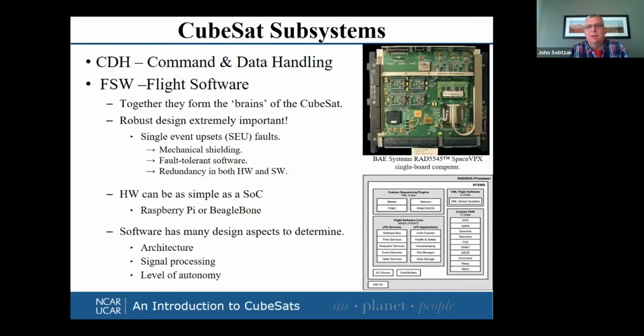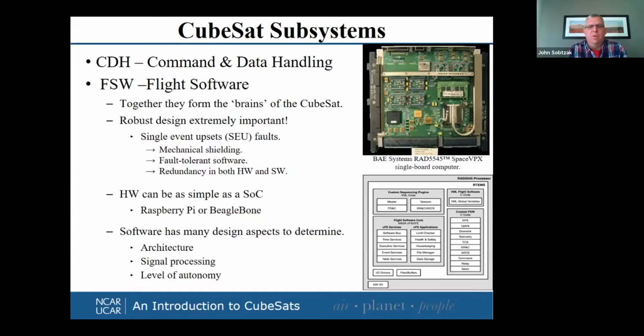When you talk about the software, you have to figure out what architecture you want to use. Do you want to have an operating system on board, or do you just want straight up embedded system coding? If you're collecting data, do you want to do any signal processing on board, like averaging or filtering? If it's not done at the payload, it would be done at the command and data handling subsystem.